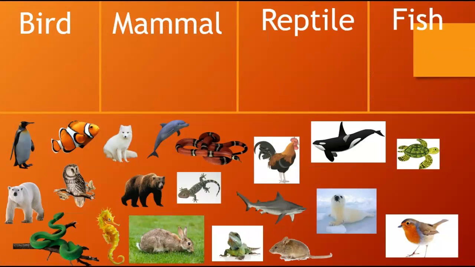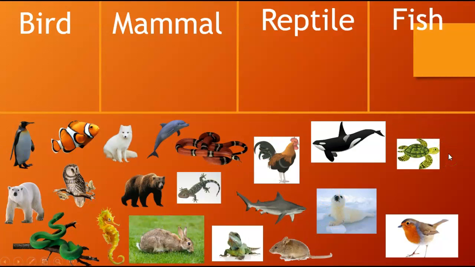Okay, so now I have a bunch of animals down here, but I need to organize them a little bit better. I just kind of have a big mess right there. So what I'm going to do is I'm going to make a chart, and I'm going to organize them by bird, mammal, reptile, and fish. Those are my categories. So I have 1, 2, 3, 4 categories that I can sort these into.